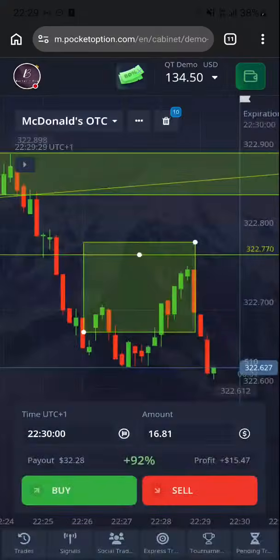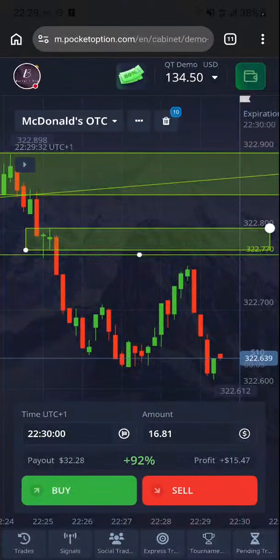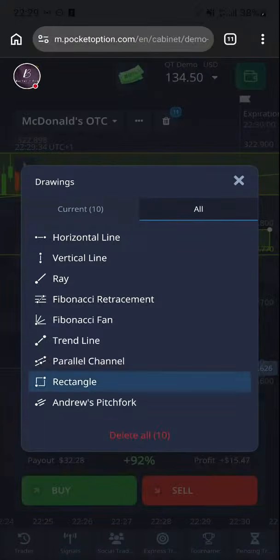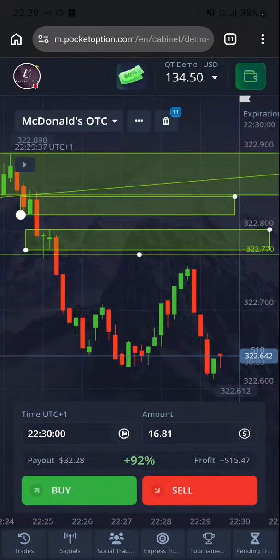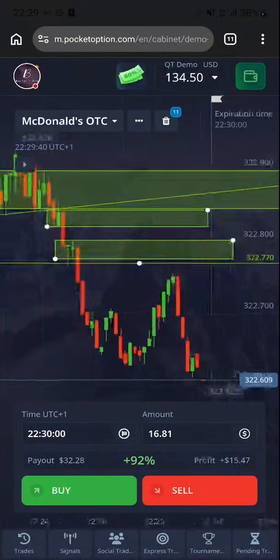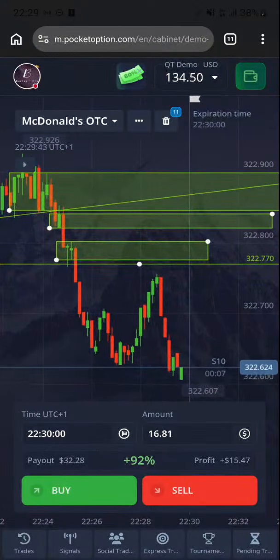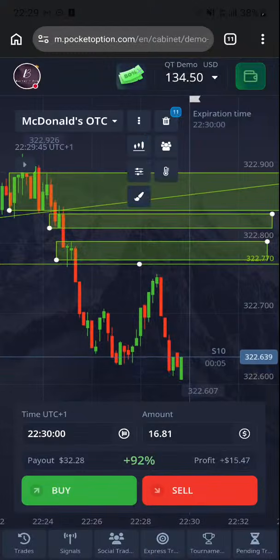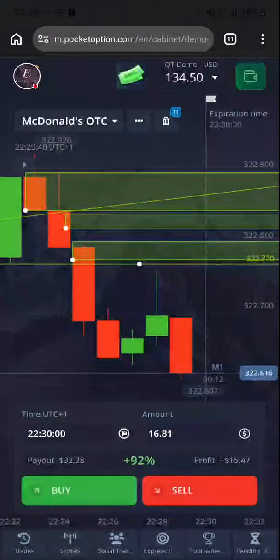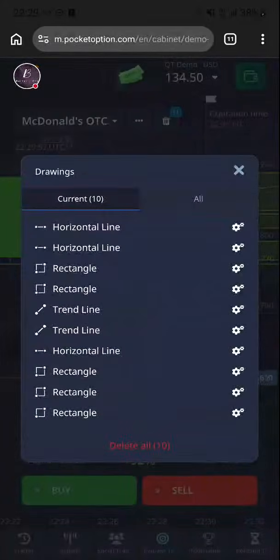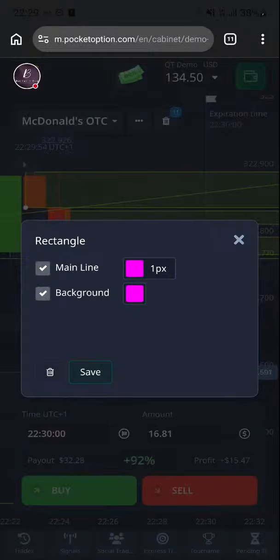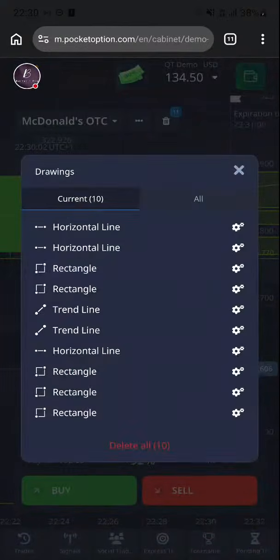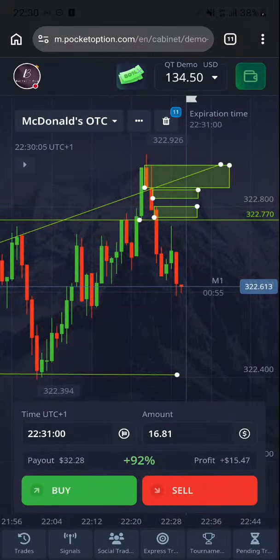Okay, we have an entry here. We'll mark the entry here. We'll mark another entry. I'm kind of feeling sleepy today. I don't know why. Okay, let's mark all the entries that we marked. Okay, save. So if the price comes into any of these entries now, we'll take a trade, a beautiful trade. Okay, cool.